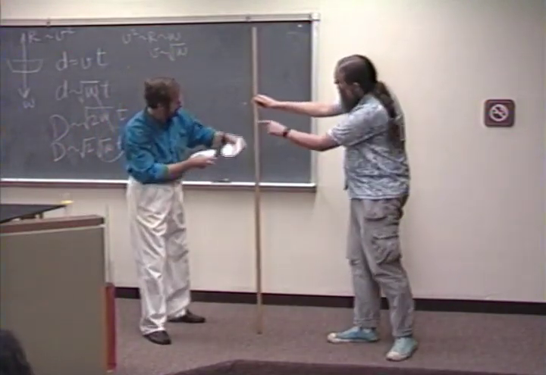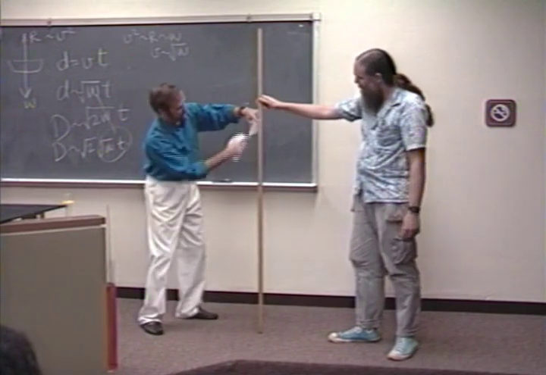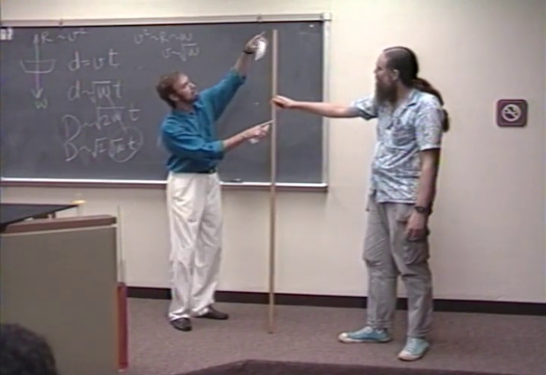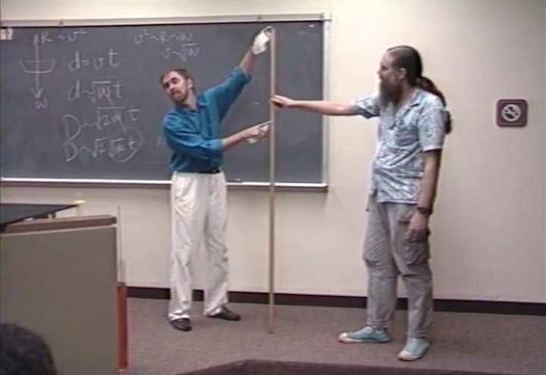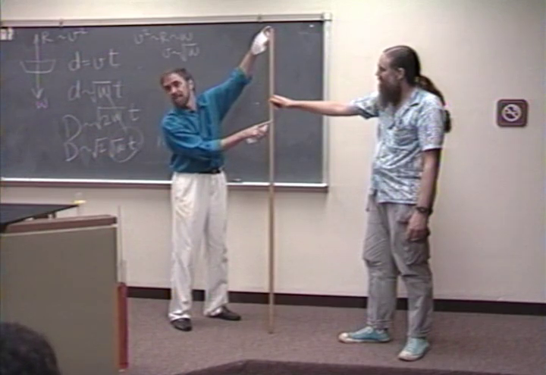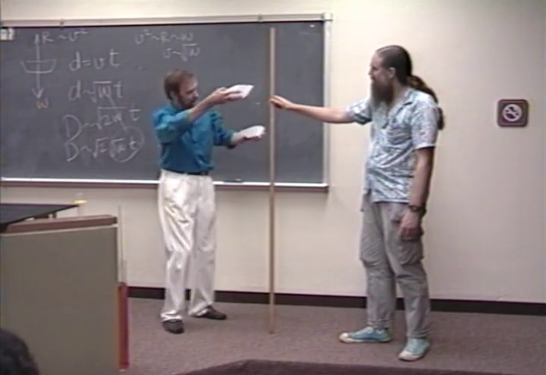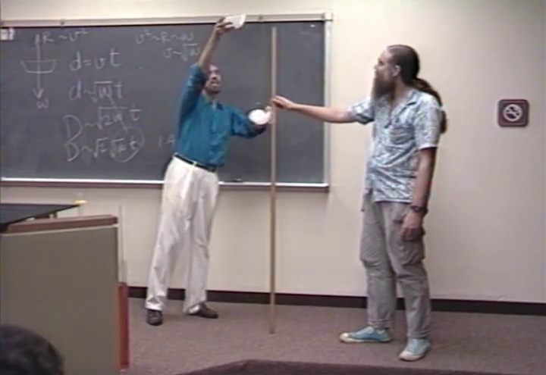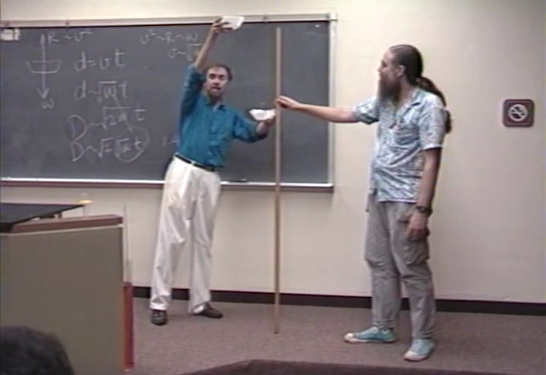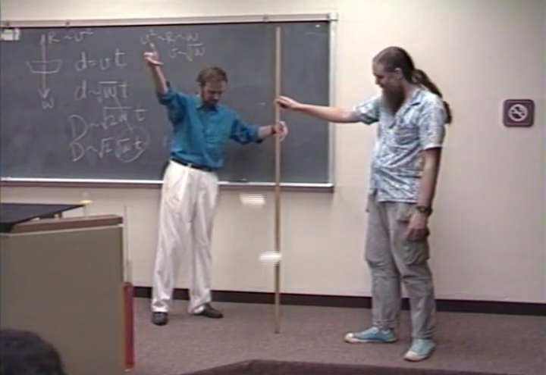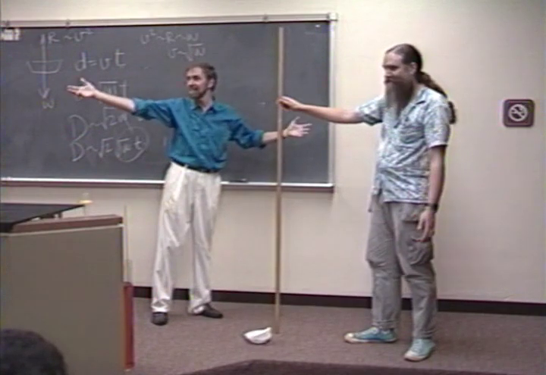I've got this marked off. So this distance here is d, and up here turns out to be 1.4 times higher than d. So I'm going to put the twice as heavy one up here and this down here and drop them and see if they hit the same time. Ready? Mark, set, go. Did you see that? Same time.